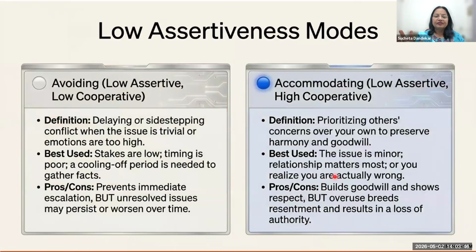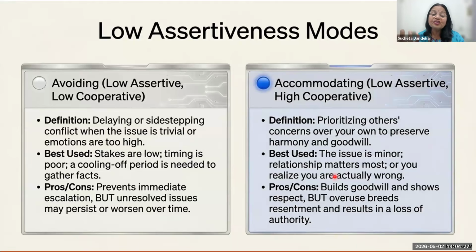Then there would be the low assertive group modes where you could just avoid, delay, or sidestep the conflict. When the issue is trivial, that's one thing. It doesn't matter, let's forget it, because no one is going to get affected. However, it could be a situation where everyone is on fire. The emotions are so high that anything that you say will really ignite the situation. So you want to just keep avoiding it, hopefully, for the time being.